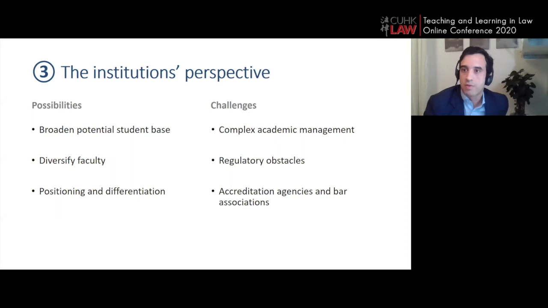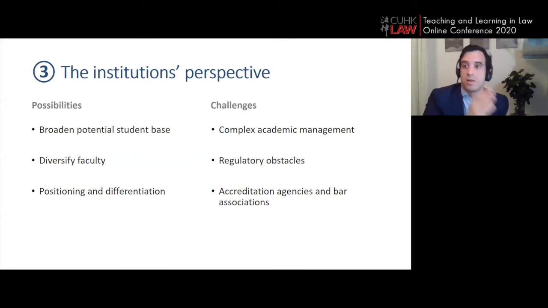I think that one of the advantages, as I already said, of these programs is that it allows law schools to broaden their potential student base, which can be good in terms of diversity, as I said before. It also allows schools to broaden the diversity of their faculty, not only of their student base. The combination of these two factors means that law schools may improve their positioning and their differentiation in the market, which can be good from a commercial perspective, from the perspective of rankings, etc. I think that this can have some important advantages down the road.